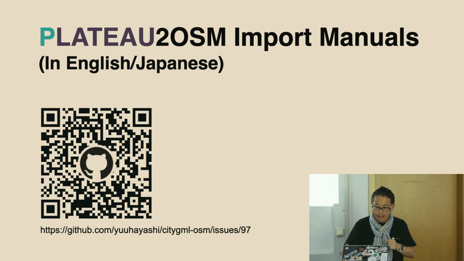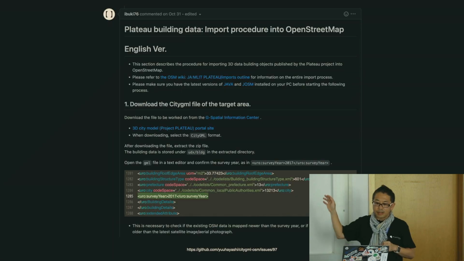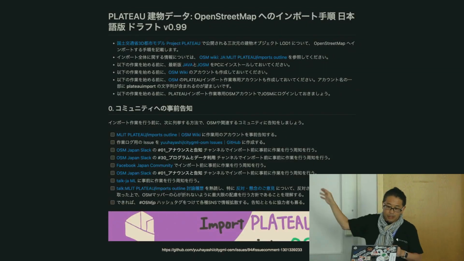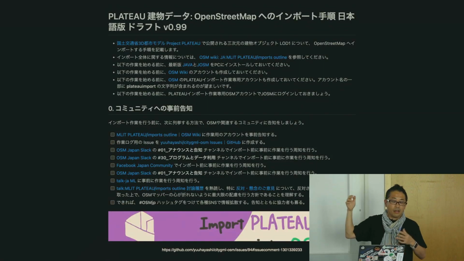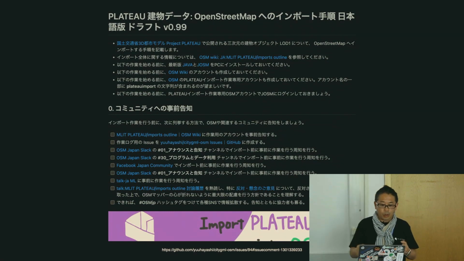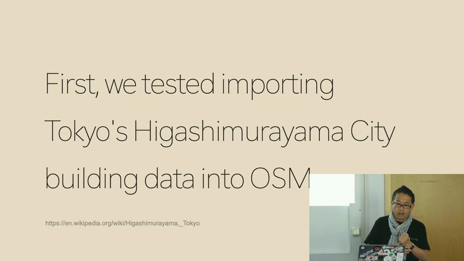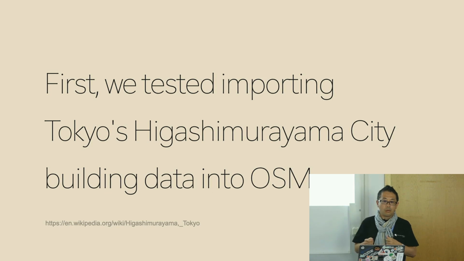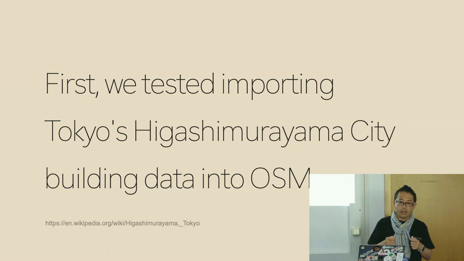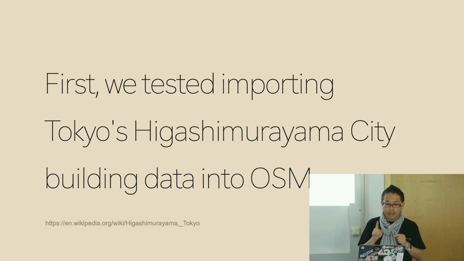So now we are working. This is a screenshot of our English manual and Japanese manual, so everyone can use our process. First, last year, we tested the importing process in Tokyo's Higashi-Murayama city, just one city, importing building data into OpenStreetMap.